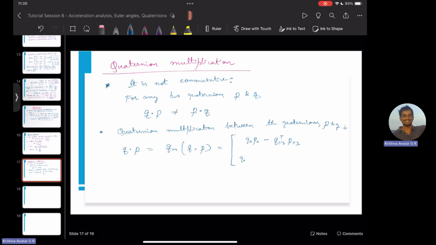Now here we have Q naught P vector 1 to 3 plus P naught Q vector 1 to 3 minus Q vector 1 to 3 cross P vector 1 to 3. So this is like a cross product. The second row is essentially another vector of size 3 cross 1, right? And then we can write this down in terms of a matrix vector product. So we can have P naught and P vector 1 to 3.